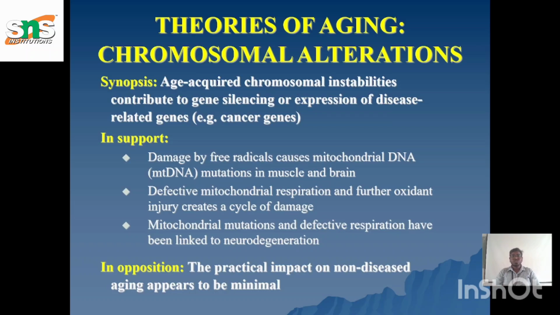Theories of aging also include chromosomal alterations. Age-acquired chromosomal instabilities contribute to genetic silencing or the expression of disease-related genes. In support, damage by free radicals causes mitochondrial DNA mutations in the muscle and also in the brain. The defective mitochondrial respiration and further oxidant injury create a cycle of damage. The mitochondrial mutations and defective respiration have been linked to neurodegeneration. In opposition, the practical impact on non-diseased aging appears to be normal.